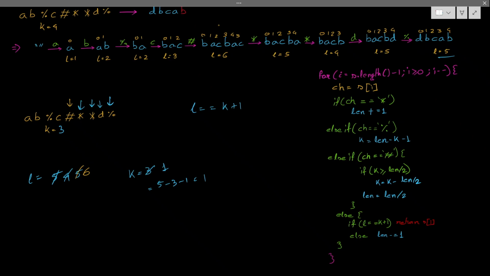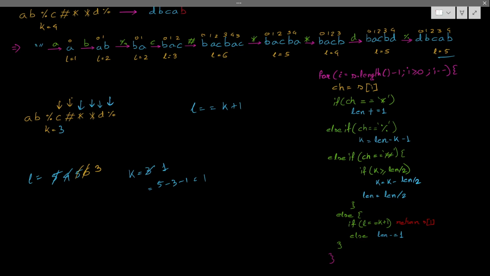Okay, so what is the length for this hash? Current length is 6 and k equals 1. Whenever I get hash, I check whether k is greater than or equal to length by 2. k is right now 1. Is it greater than or equal to my length by 2? No, because length by 2 is 3, so it is not greater. So I will simply reduce the string by 2, and the length becomes 3.